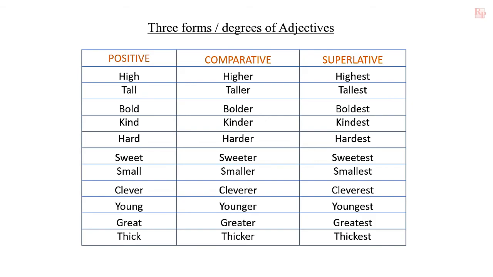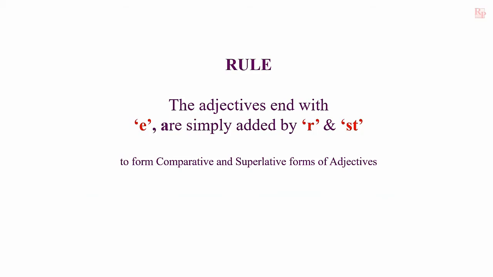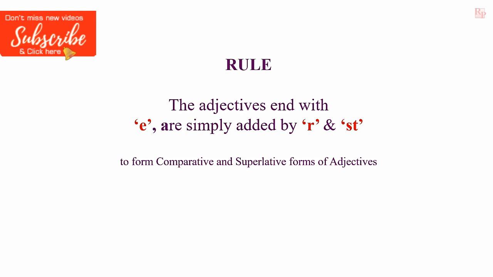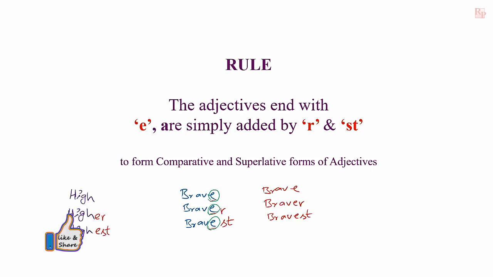But with some adjectives, there may be an e already at the end of the word, and the word ends with e. Such adjectives do not take er or est. We have to add only r and st. Look at the examples. Here the word high ends with h. That's why to make it comparative, we just add er. And to make it superlative, we just add est.